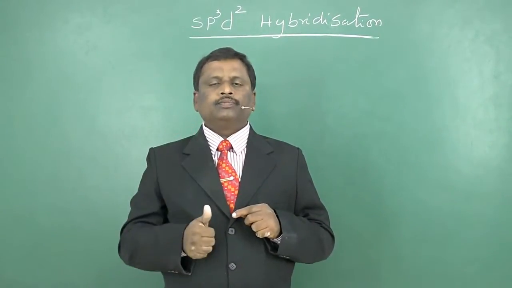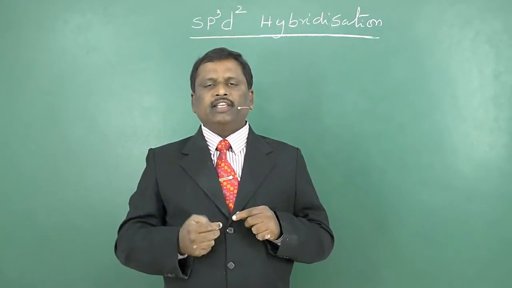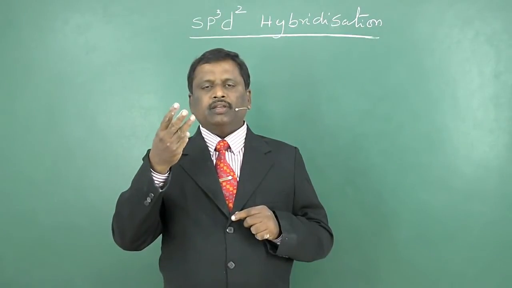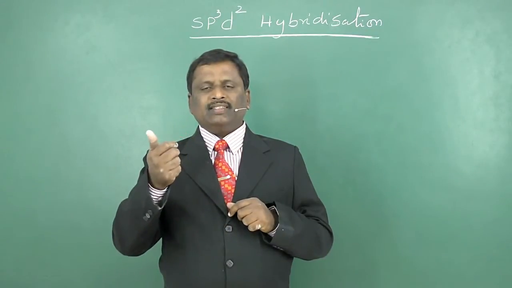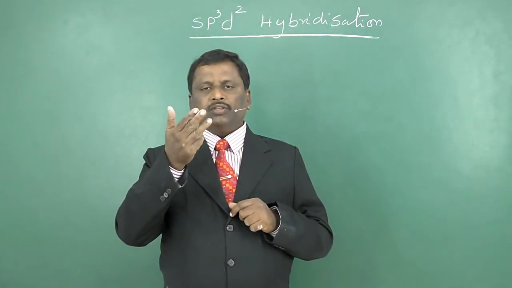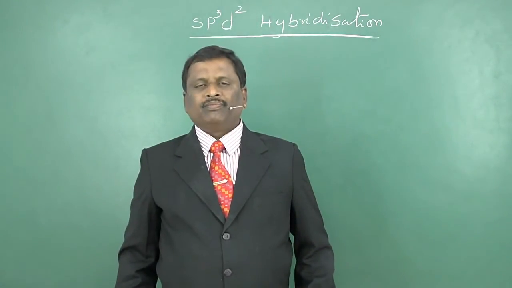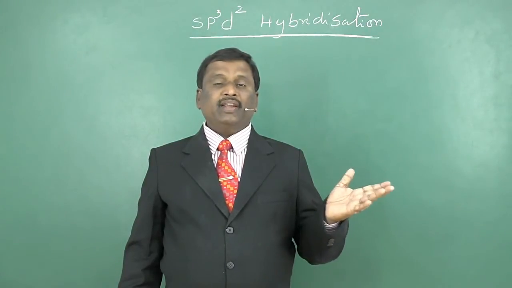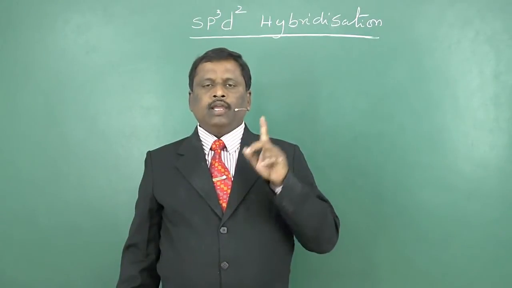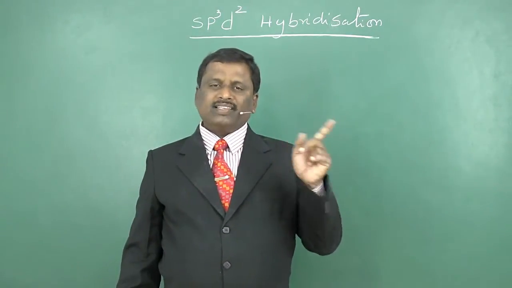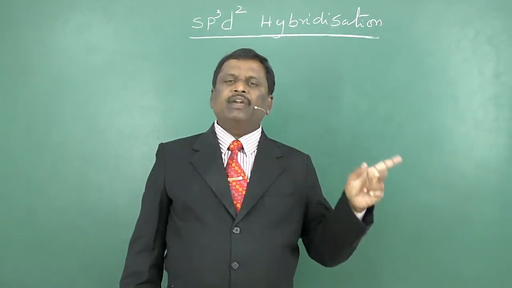One s orbital, 3 p orbitals and 2 d orbitals: 1 s, 3 p, total 4, plus 2 d. So 6 orbitals are involved, and that will form 6 hybrid orbitals. 1 s orbital plus 3 p orbitals is 4, and 2 d orbitals makes 6. So these 6 orbitals take part in hybridization, and 6 hybrid orbitals will be formed.